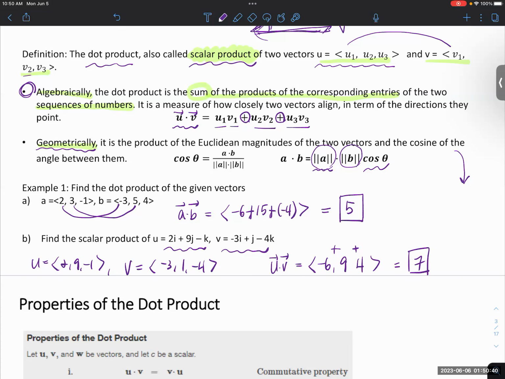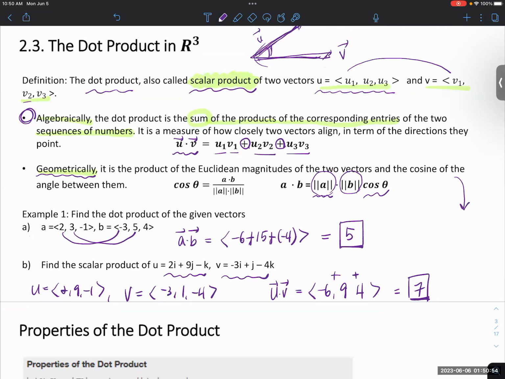So algebraically, it's pretty simple. The dot product means you multiply the components, and then you get only one number. So we also call that the scalar product. Later, we're going to focus on what the dot product means geometrically, but for the first time, the algebraic version is fine.